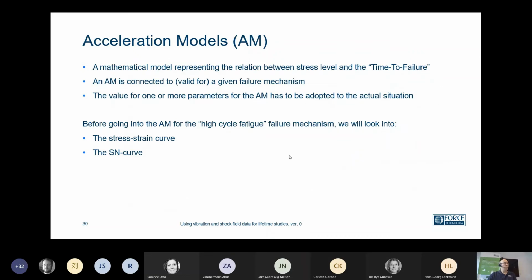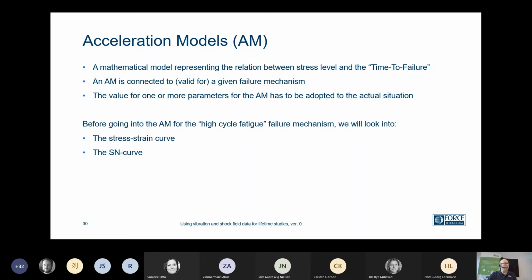The acceleration model is a mathematical model with a relation between stress level and time to failure. It's connected to or valid for a given failure mechanism. That means that we have different acceleration models for different failure mechanisms. Is that annoying? Yes, it is, but that's the way it is, unfortunately. And we have to find one or more parameters for the acceleration model for the actual situation.